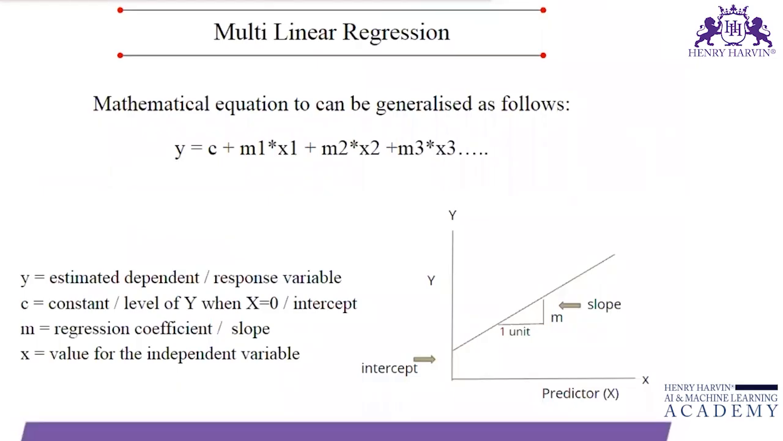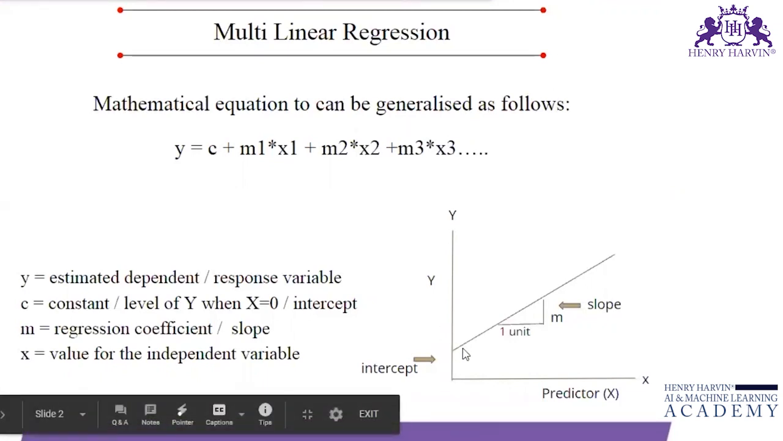The mathematical equation that can be generalized is y equal to c plus m1 into x1 plus m2 into x2 plus m3 into x3 and so on. Where y is the dependent variable, or the variable whose value we want to predict, c is the constant or the intercept. What is an intercept? It is the value where the value of the independent variable is 0. Next is m, that is slope. What is slope? It tells how much the independent variable will affect the value of the dependent variable.